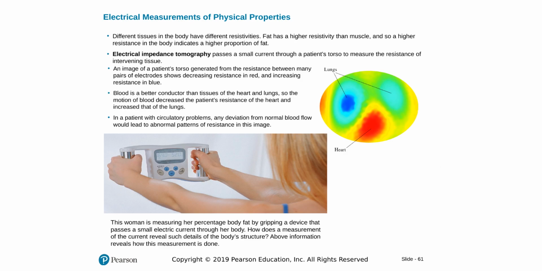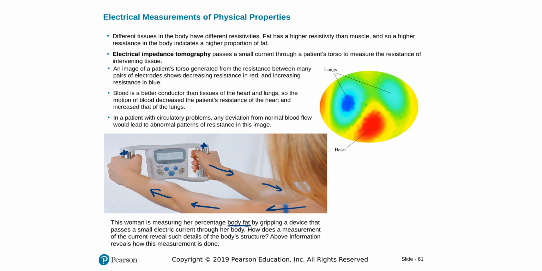Resistance and current in simple circuits can be used in medicine a lot. This woman here is measuring her percentage body fat by gripping a device that passes a small current through her body and measures the resistance, which gives the device a picture of her body structure, which can tell about the percentage of body fat.